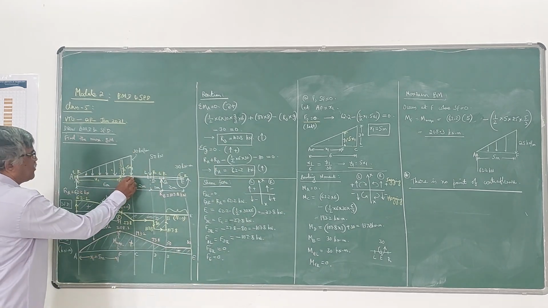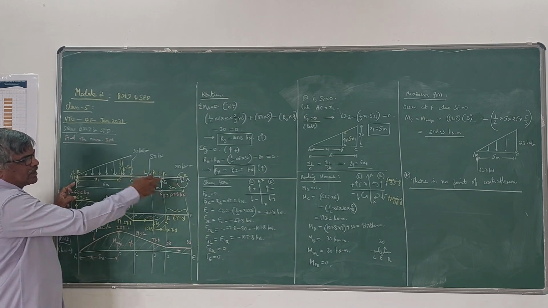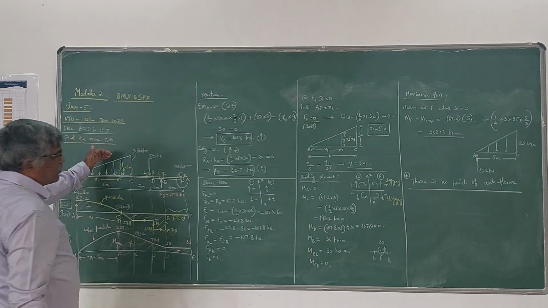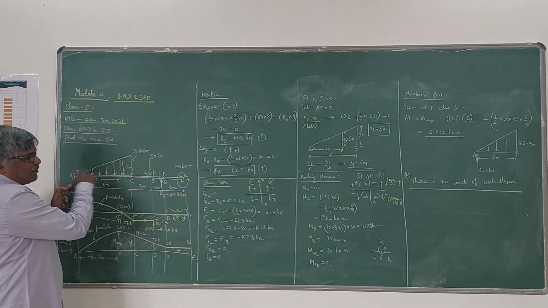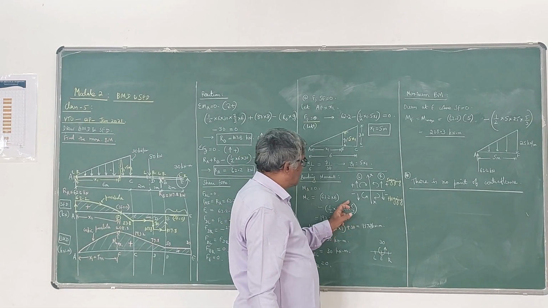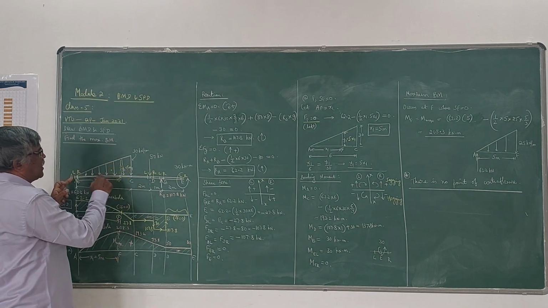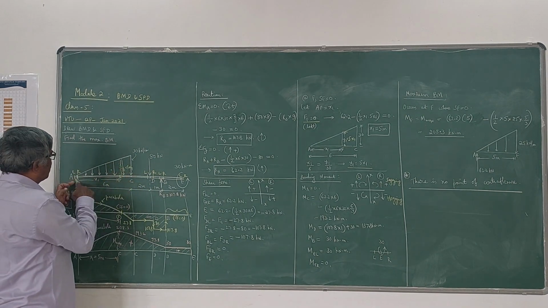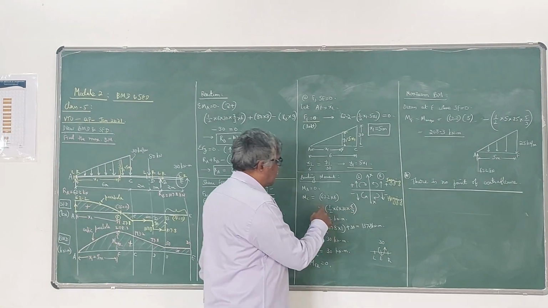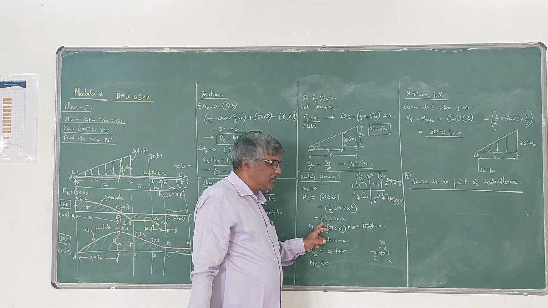At C, if you want the bending moment, see the left side: 62.6 into a distance of 6 meters. I have written here 62.6 into 6. Then minus the bending moment due to this triangular load from A to C. From A to C, we have to take half into 60 into 30, that is the load, into 6 divided by 3. That is, from here the centroid will be here, that is 1/3 of 6 meters. So this is the bending moment at C. If you simplify that, you will get 193.2.